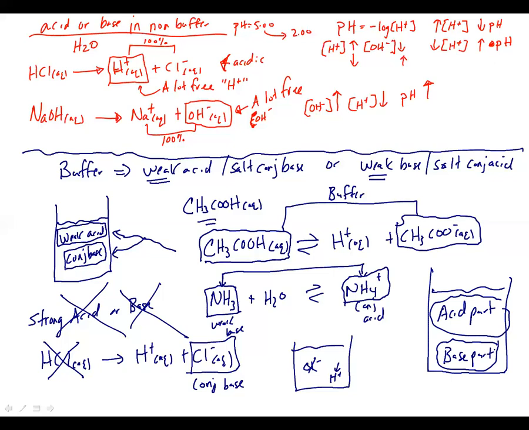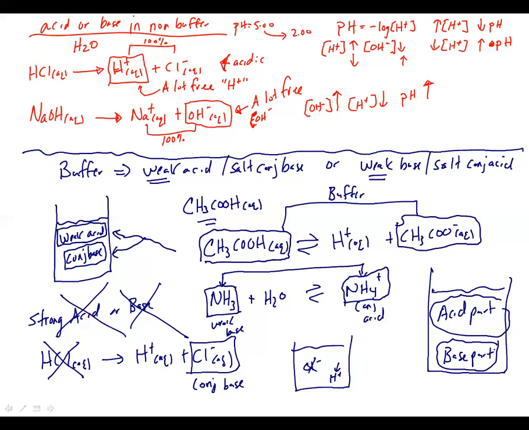So the first major thing about a buffer, again, is it must be a weak acid or a weak base with its conjugate partner to be a buffer. You cannot have a buffer that is made up of a strong acid or strong base. Now, with that part of it, I will say this, that you can make a buffer from a strong acid or strong base, but once you've made the buffer, the strong acid and strong base will be gone. And we'll see some examples of that as we go through some of these calculations.